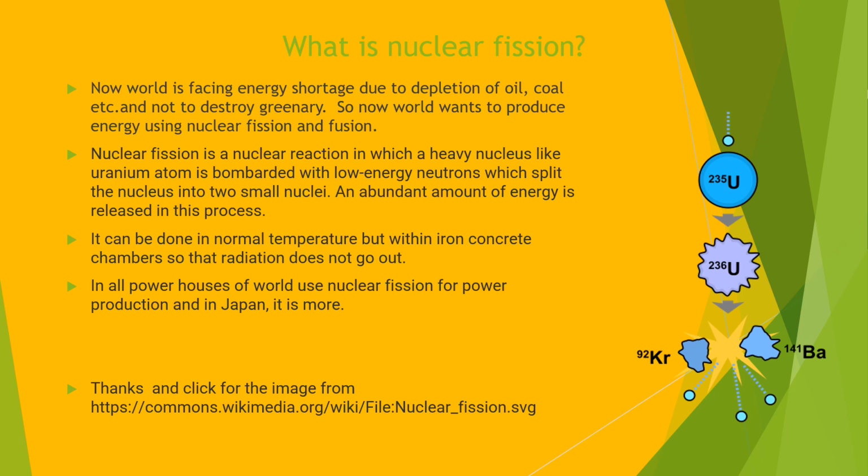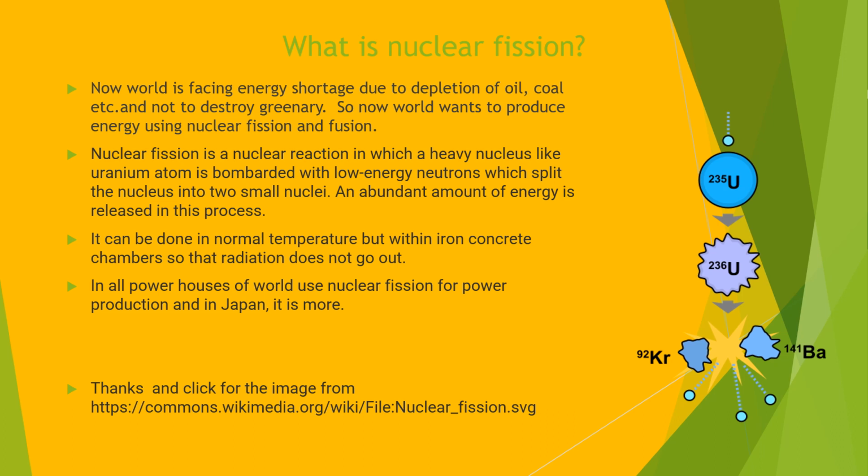What is nuclear fission? The world is facing an energy shortage due to depletion of natural fossil fuels like oil, coal, trees, all these things. So we don't like to destroy greenery also, green trees, which give us oxygen to survive. So when we tried to find alternative ways, we found nuclear fission and fusion, which can give the extra energy which we require. But nuclear fusion is not possible to do on this earth, as a huge temperature is needed for nuclear fusion.